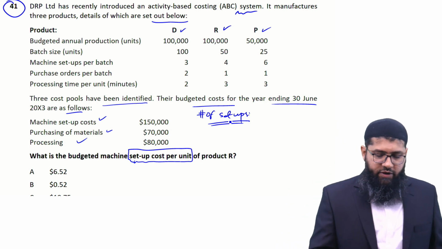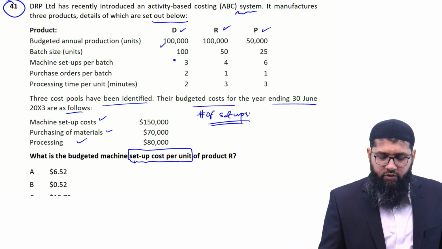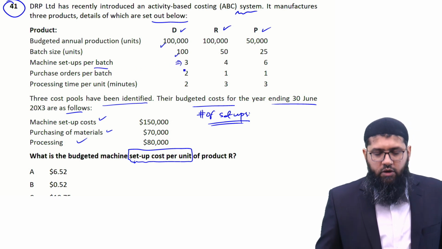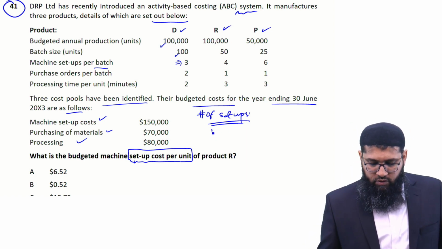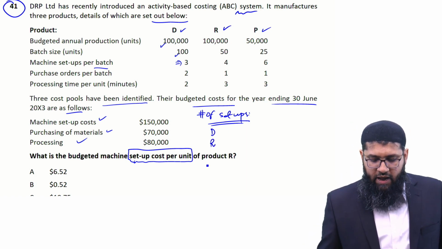How would we know? We know that 100,000 units are produced. Batch size is 100. The number of setups per batch is 3. So that means what do you need? You need number of batches first. So for D, for R and for P.